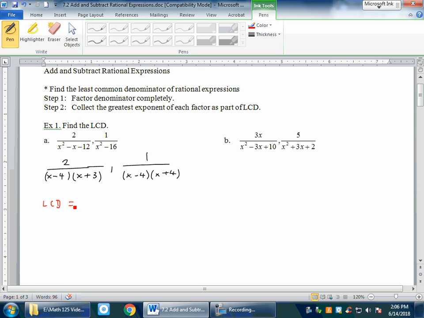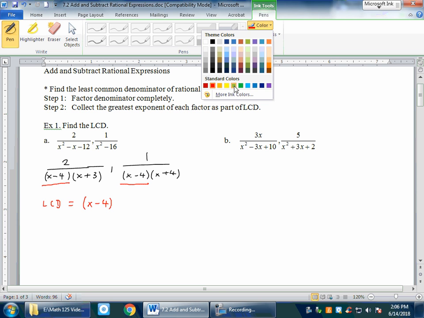of each factor. So first up, x minus 4 is in the first fraction and also in the second fraction. And when we compare the exponent of those x minus 4, both of them is 1. So that will be considered the greatest, so I will use x minus 4 as part of my least common denominator. Then moving on to the next factor.